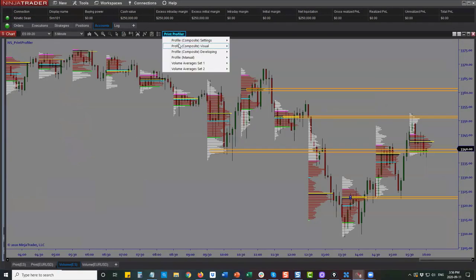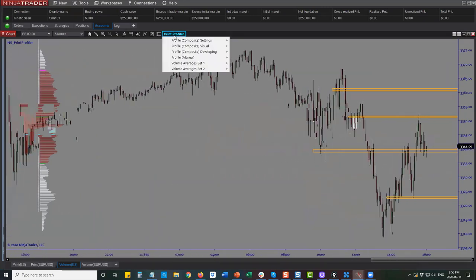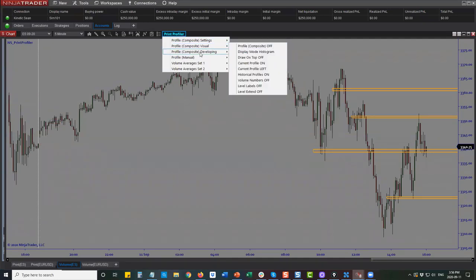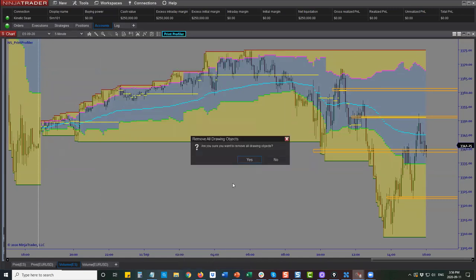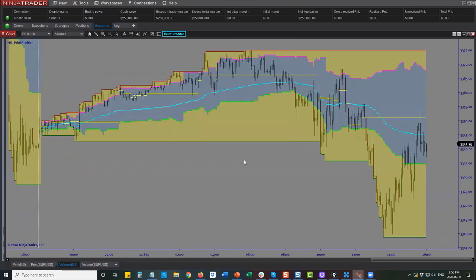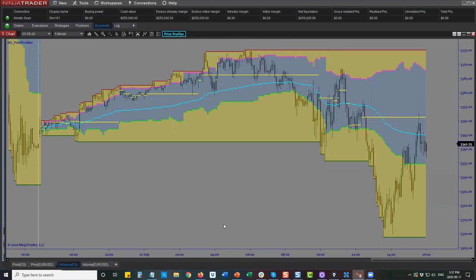So I can go back and turn on the settings for a second. We'll go back to a full day profile. Okay. And I have the ability to turn on developing profiles to see how the volume unfolded throughout the day. And the reason this is really powerful is because the value areas are always changing. And you can do this on a time interval too. So if you want to go back and backtest the incremental volume like we just explained, you could do that. This is really designed to kind of go back and see where.